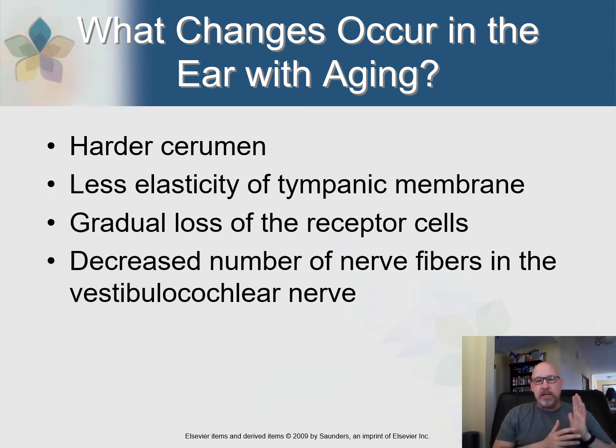As you get older, the tympanic membrane stiffens, so it doesn't vibrate as much, and therefore you're going to have hearing loss. Of course, the receptor cells themselves decrease, and the nerve fibers decrease. So the vestibulocochlear nerve itself no longer responds as well. Therefore, as you get older, you lose your hearing, and you lose your balance. You're not as agile and coordinated as you were in your youth. Yay! Lots of fun getting old, huh?